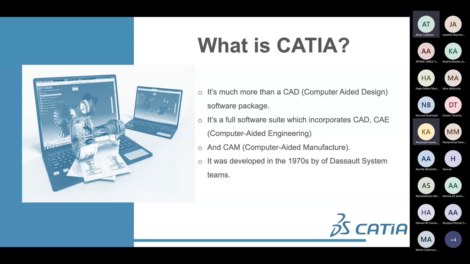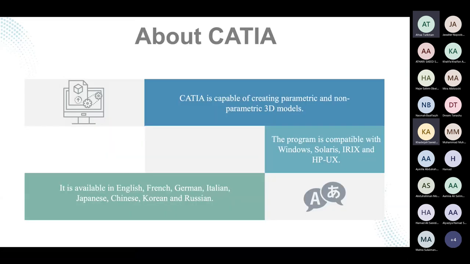It was developed in the 1970s by Dassault Systèmes teams. CATIA is capable of creating parametric and non-parametric 3D models. The program is compatible with Windows and other previous software.